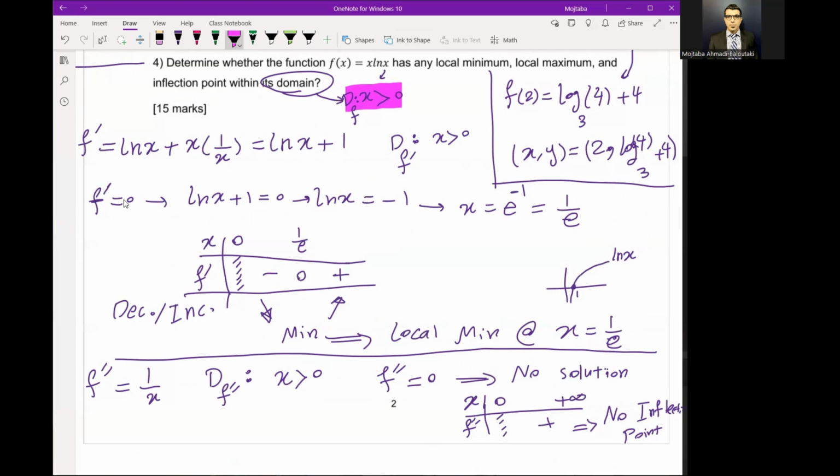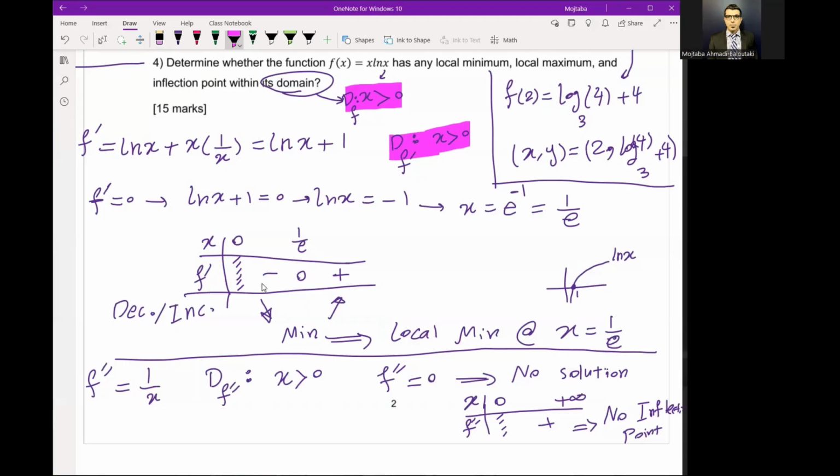F prime equal to 0 to find the critical points. That means ln of x plus 1 equal to 0, or ln of x equal to minus 1. We're going to use the definition of logarithm, and that will give us x being equal to the base, which is e raised to minus 1. That would be 1 over e, right? So that is our critical point. Remember, 0 is not part of the domain of f prime, so it's not really a critical point. So the only critical point is 1 over e.